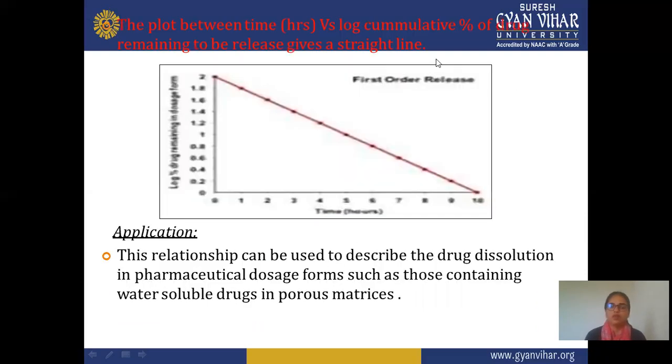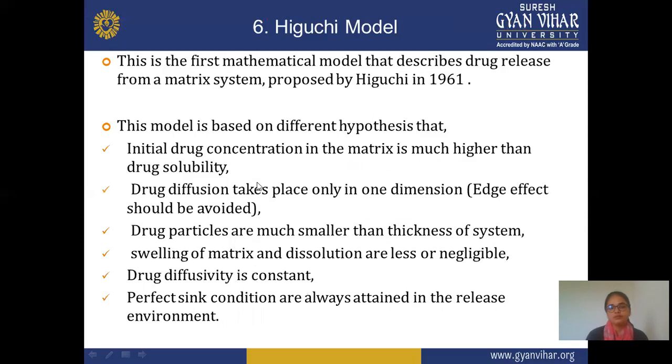After this, we can plot one graph for this first order kinetics. In this, we majorly plot time versus the log of percent cumulative drug release. So this is the time, and this is the log percent cumulative drug release. When you plot this graph, it gives a straight line, or first order release line.